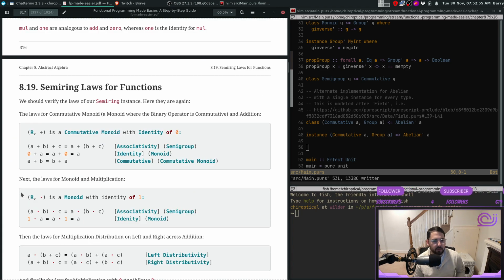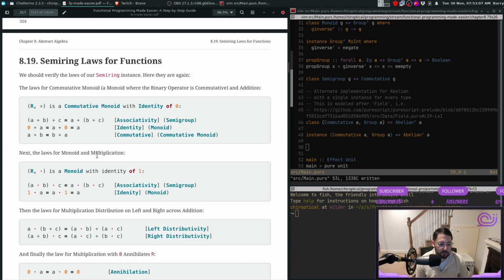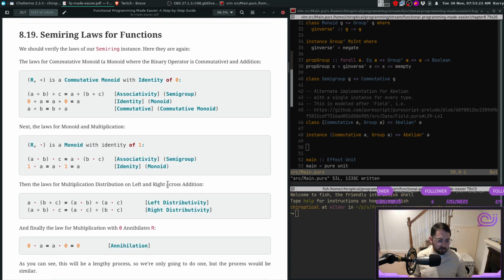All right, so semi-ring laws for functions. You can verify the laws of our semi-ring instance. Here they are again. So we have associativity, we have this identity law, and this commutative law. One thing I'd like to look up at the end of this is to see if there's a property testing library for PureScript that does these kinds of tests for you. That exists in Haskell, so I just kind of assume it exists.